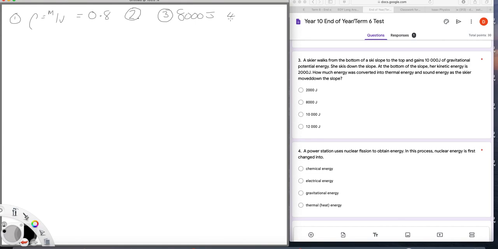Question 4. A power station uses nuclear fission to obtain energy. In this process, nuclear energy is first changed to, well, you'll recall that what you do in a power station primarily, mostly, is you convert some kind of stored energy into thermal energy. You boil water, basically. That's what most power stations do. Not all of them, of course, but mostly coal, oil, natural gas, nuclear. What you're doing is boiling water, so it's thermal.